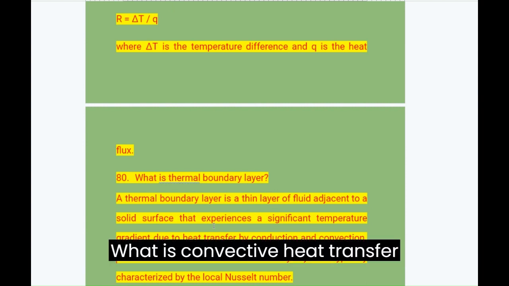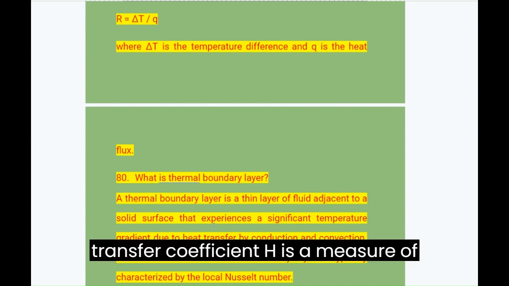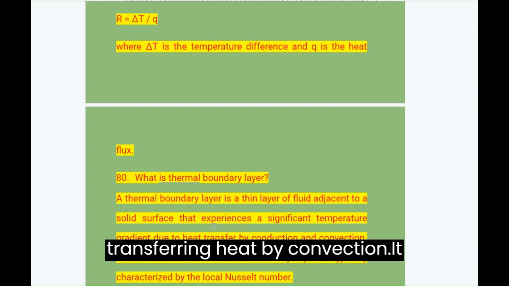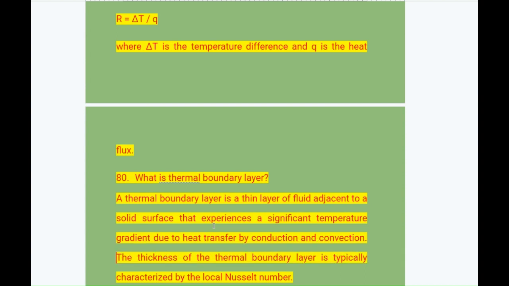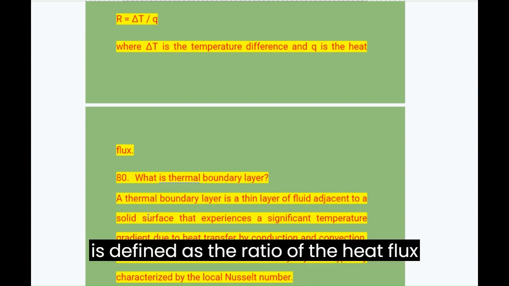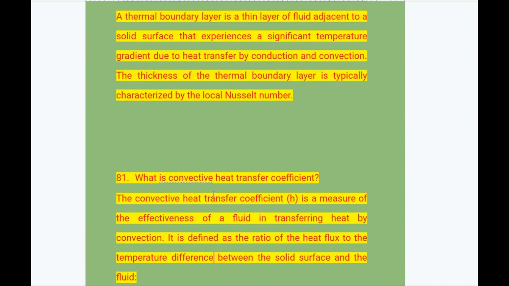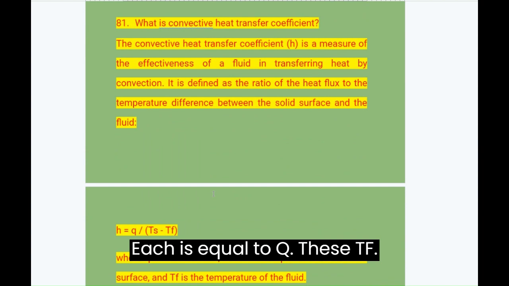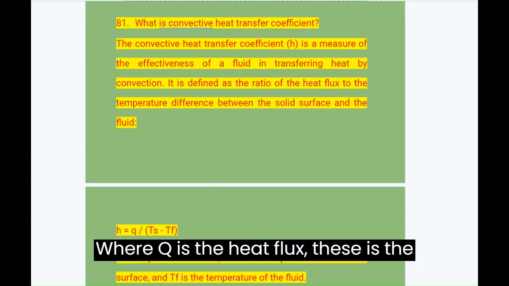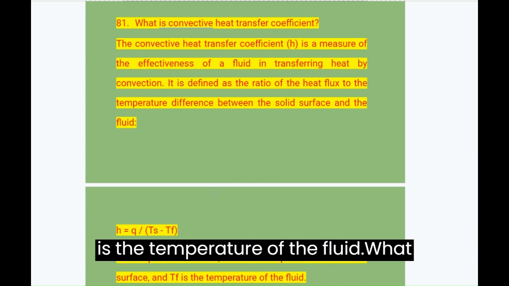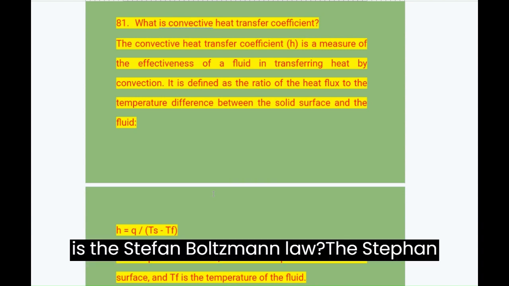What is the convective heat transfer coefficient? The convective heat transfer coefficient, h, is a measure of the effectiveness of a fluid in transferring heat by convection. It is defined as the ratio of the heat flux to the temperature difference between the solid surface and the fluid. h is equal to q over (Ts minus Tf), where q is the heat flux, Ts is the temperature of the solid surface, and Tf is the temperature of the fluid.